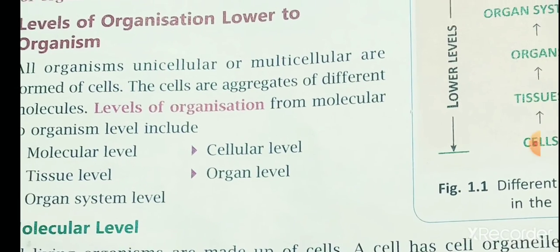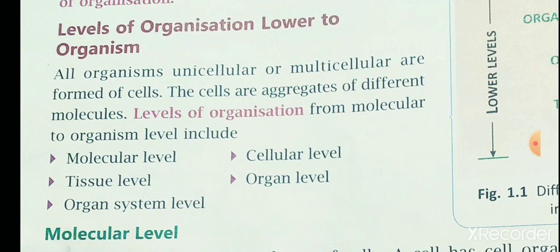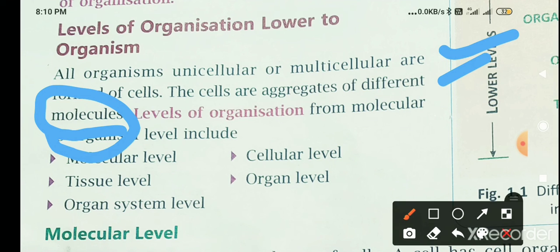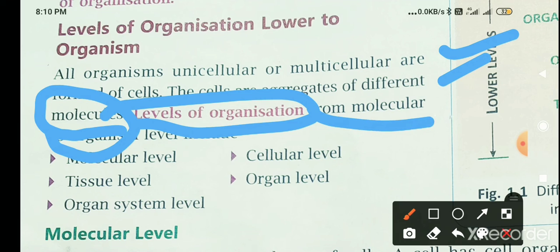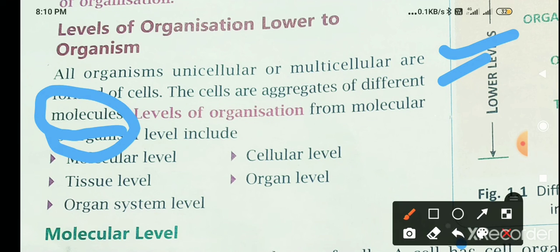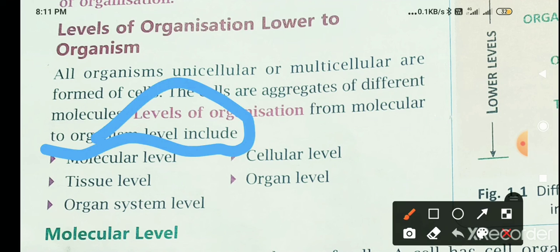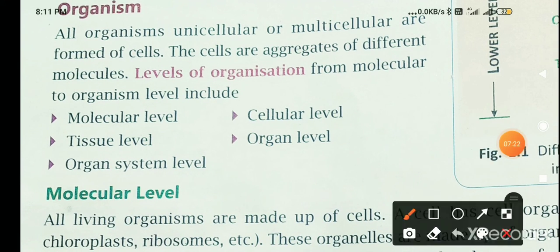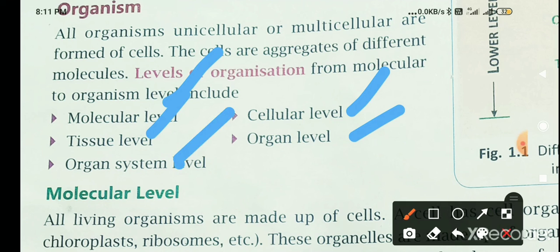First we will talk about levels of organization lower than the organism. All the unicellular or multicellular organisms are made of cells, and cells are related to molecules, which also form levels of organization. From molecule to organism level, the levels included are: first the molecular level, second the cellular level, third the tissue level, fourth the organ level, and then the organ system level.